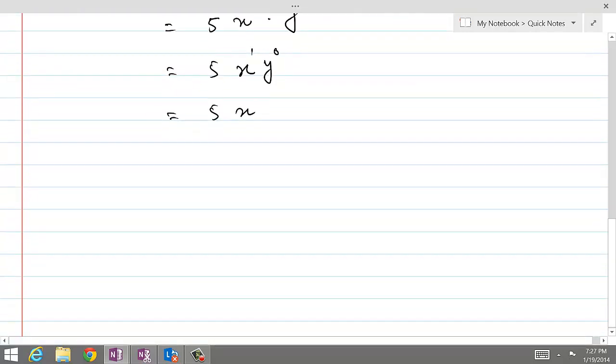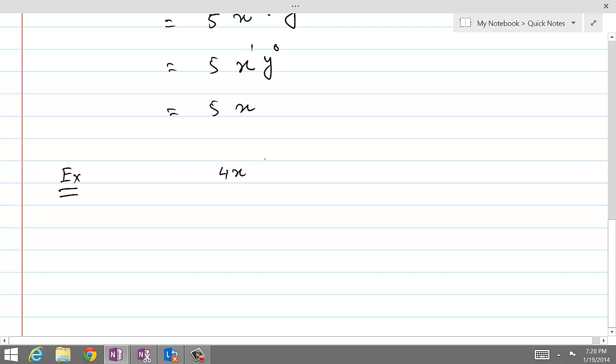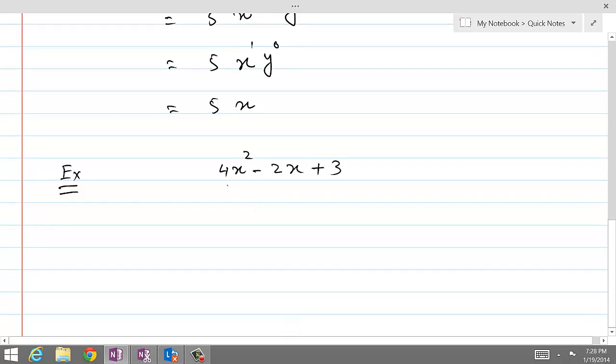Let's do another question here. And now we are not going to use a monomial, rather we are going to use a trinomial in the numerator and a monomial in the denominator. So now let's do this. 4x square minus 2x plus 3 divided by minus 2x.